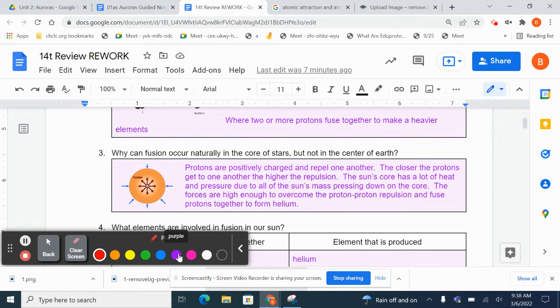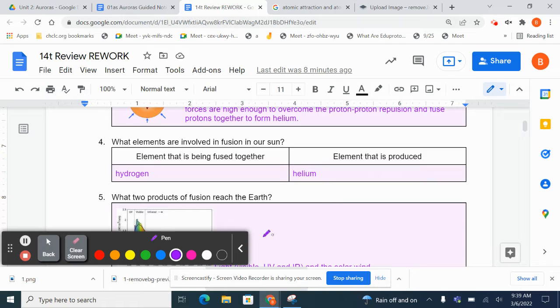So again, we can see here in the picture what these arrows are showing is the mass kind of pushing down onto the center of the core and creating enough heat and pressure to force those protons together. All these guys in here are basically pushing way down on the mass and making it form a new element.